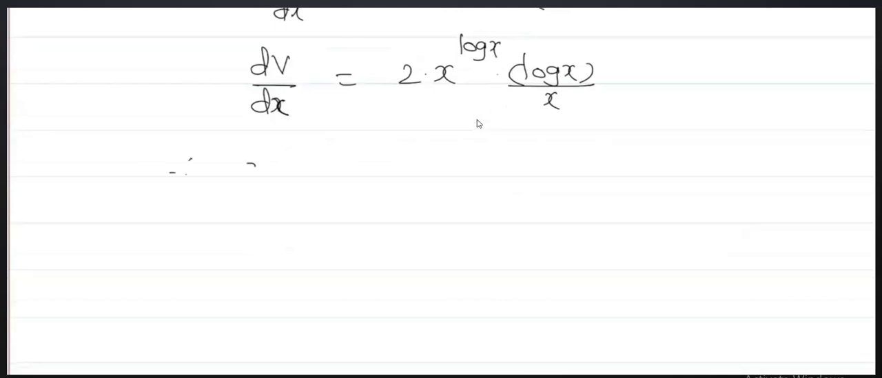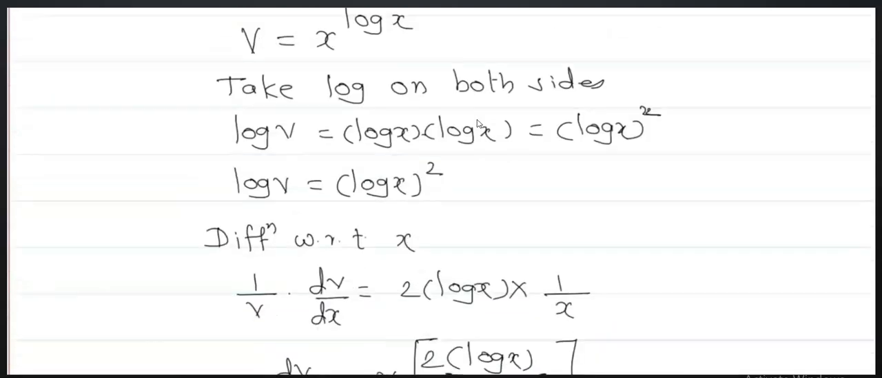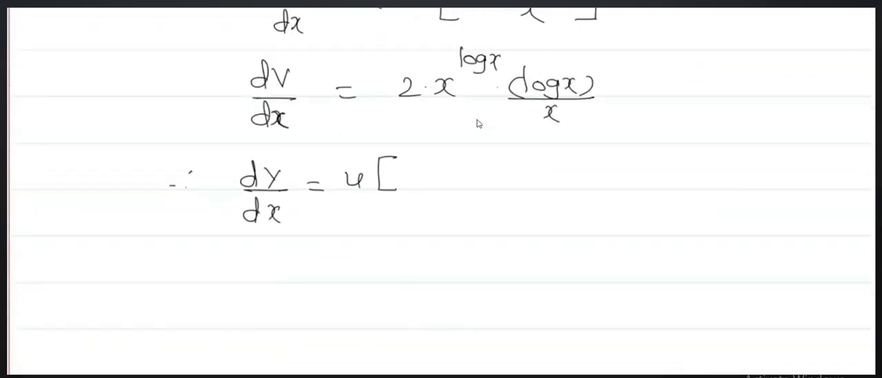Now what is the y's? That is dy by dx is equal to du by dx minus dv by dx.